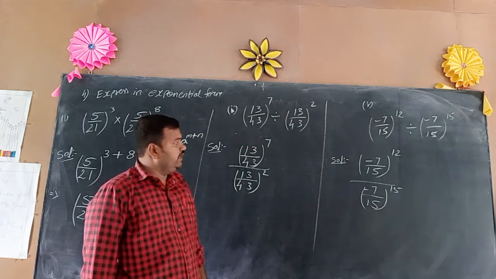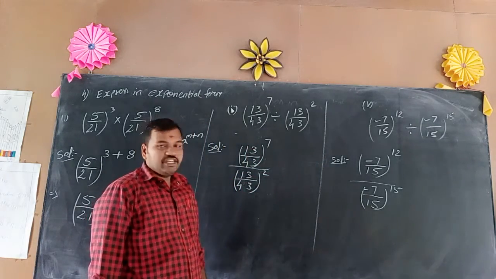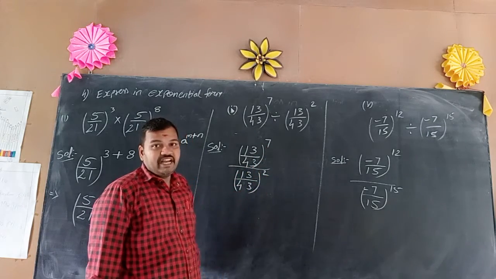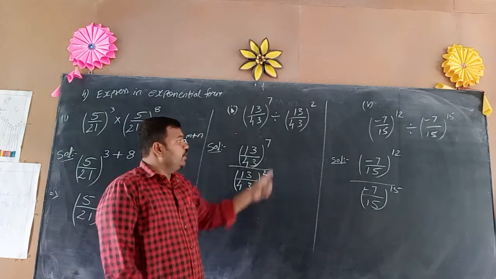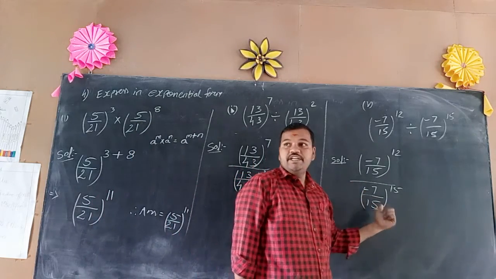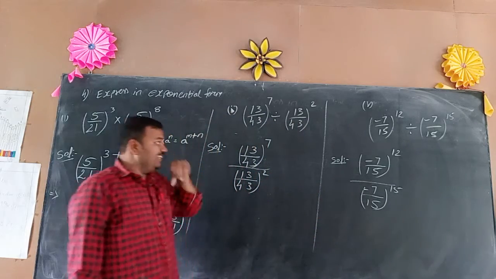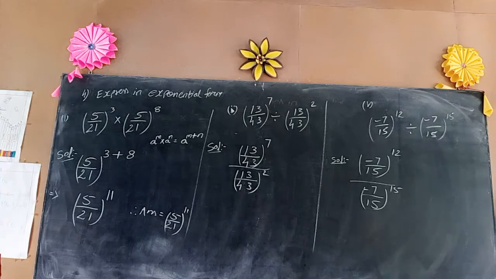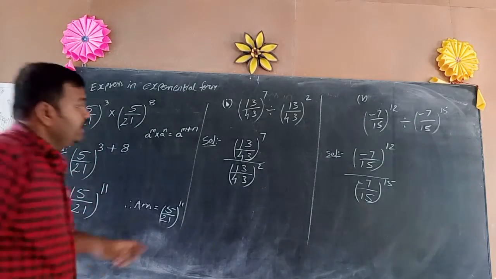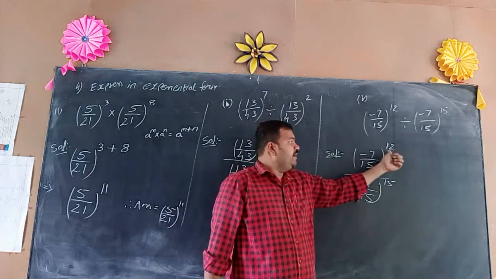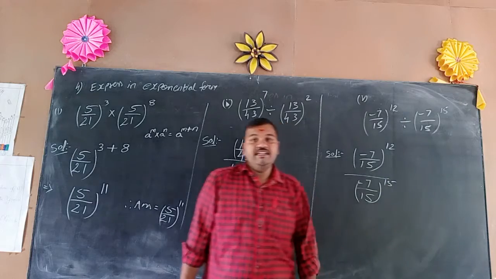But we have to observe one thing: where is the highest power? We have to see whether the numerator is having the highest power or the denominator is having the highest power. In this sum, the numerator is having the highest power, 7. In this question, the denominator is having the highest power. So here the numerator has the highest power and the denominator has the least power. In this question, the numerator has the least power and the denominator has the highest power.